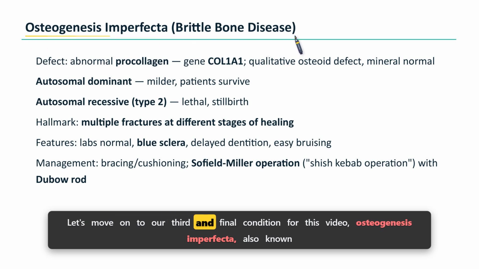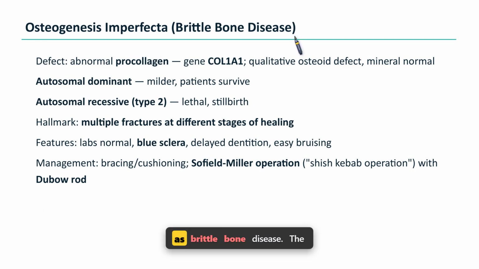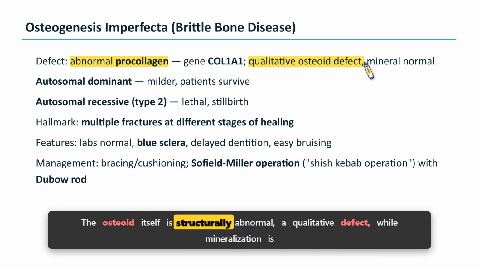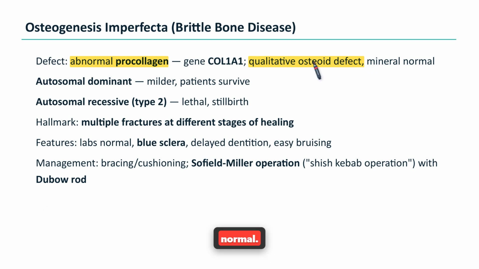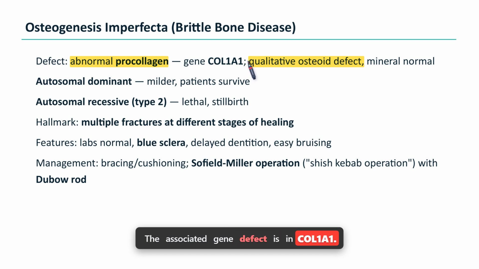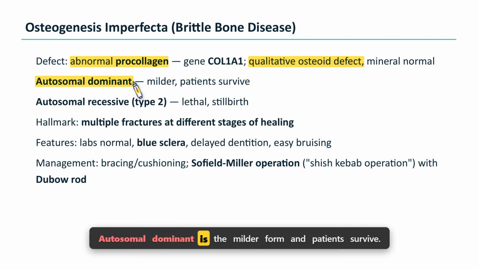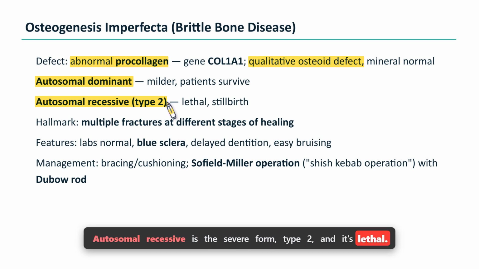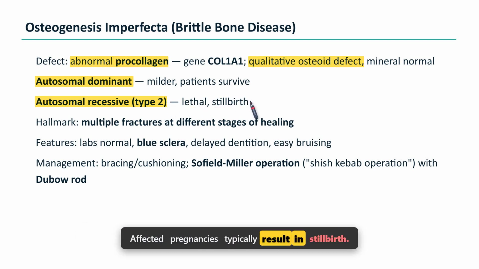Let's move on to our third and final condition for this video, osteogenesis imperfecta, also known as brittle bone disease. The underlying defect here is genetically abnormal procollagen. The osteoid itself is structurally abnormal, a qualitative defect, while mineralization is normal. The associated gene defect is in COL1A1. There are two inheritance patterns to know. Autosomal dominant is the milder form, and patients survive. Autosomal recessive is the severe form, type 2, and it's lethal. Affected pregnancies typically result in stillbirth.